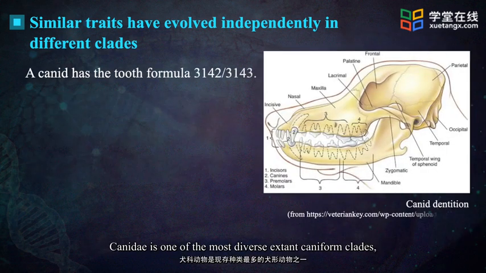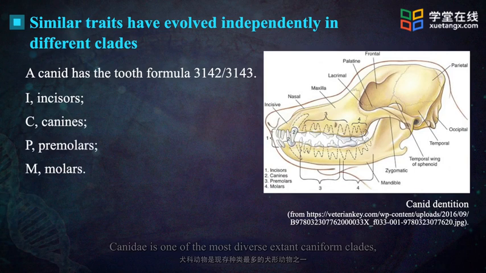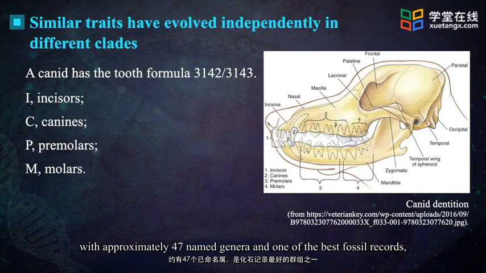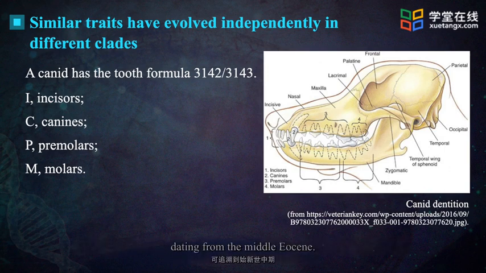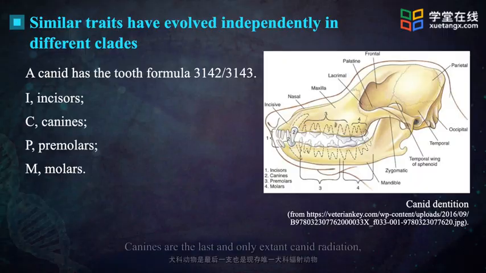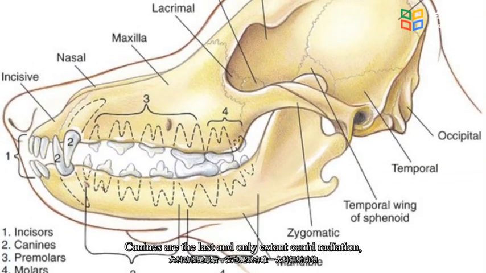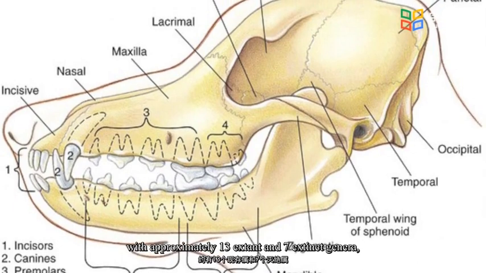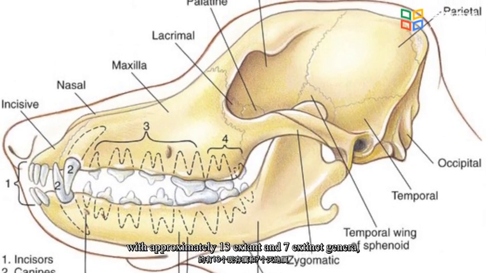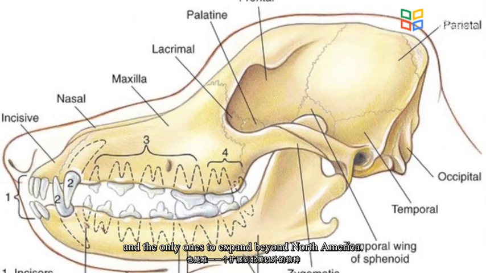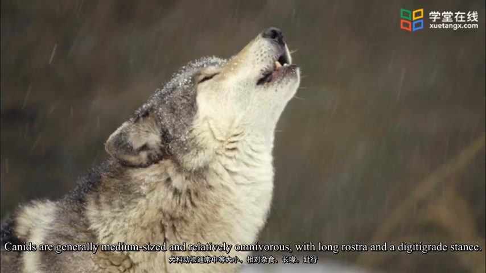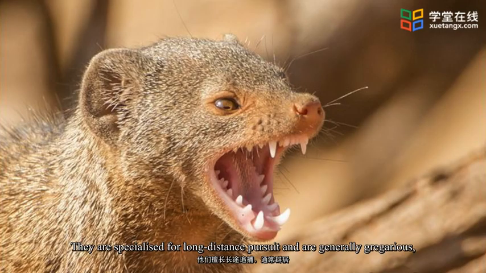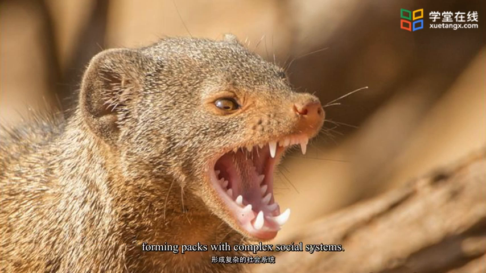Canidae is one of the most diverse extant caniform clades with approximately 47 named genera, and one of the best fossil records dating from the Middle Eocene. Caninae are the last and only extant canid radiation, with approximately 13 extant and 7 extinct genera, and the only ones to expand beyond North America. Canids are generally medium-sized and relatively omnivorous, with long rostra and a digitigrade stance. They are specialized for long-distance pursuit and are generally gregarious, forming packs with complex social systems.